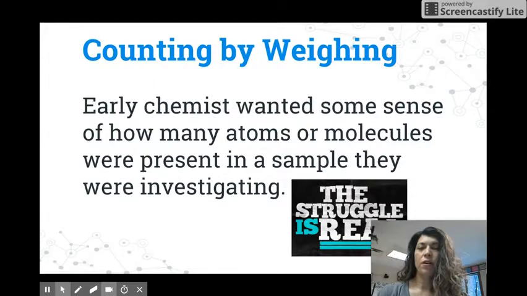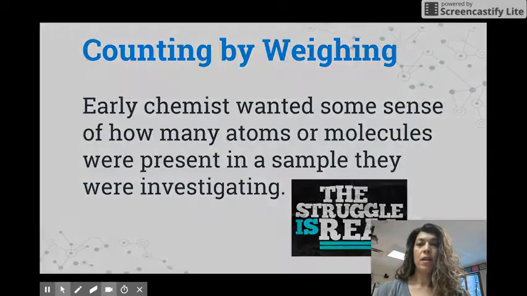Hi, after talking about how you figured out how many packing peanuts were in the bag, this is something that scientists have been doing for a very long time, and they actually figured it out. Back when they were not sure, they wanted some sense of, like it says here, how many atoms or molecules were present in a sample they were investigating because they had no idea. And, like they say, the struggle is real, and it certainly was at the time.